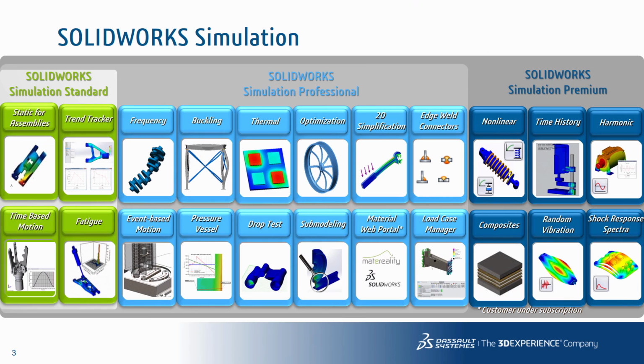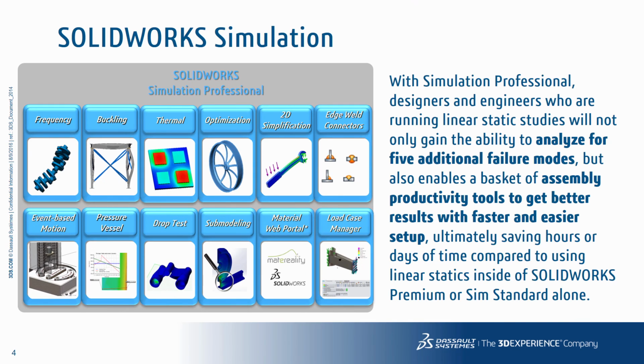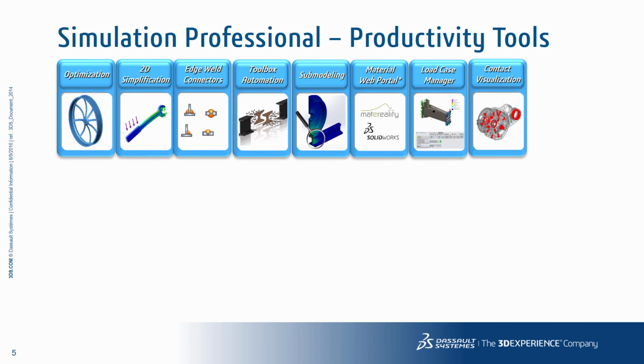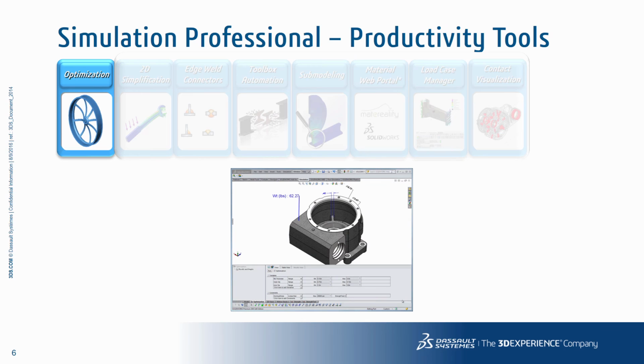So what I want to tell you today is that Simulation Professional is actually a great set of tools that I wish I would have had when I was doing linear statics, because it's not just about analyzing 5 additional failure modes, but the Simulation Professional toolset also enables a basket of what I like to call assembly productivity tools to help you get results faster and better and save you time. So in today's web episode, what I want to do is go through these 8 items and tell you about how SimPro can increase your linear static productivity. So let's get going. First up, optimization.